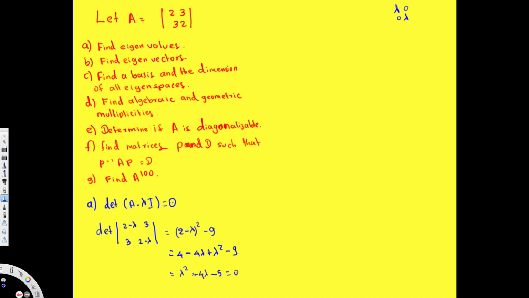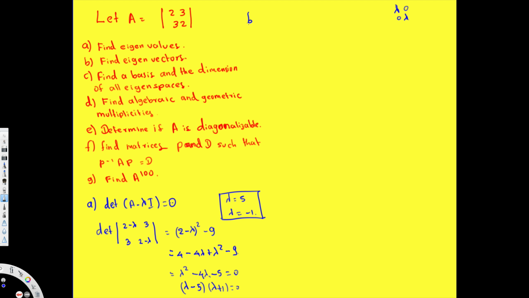And we can factor this now. When I multiply, I have to get negative 5, and when I add, I have to get negative 4, so it's negative 5 plus 1. So it's lambda minus 5, lambda plus 1 is equal to 0, and therefore lambda is equal to 5, and lambda is equal to minus 1. So this is the answer for the first question. These are the eigenvalues.